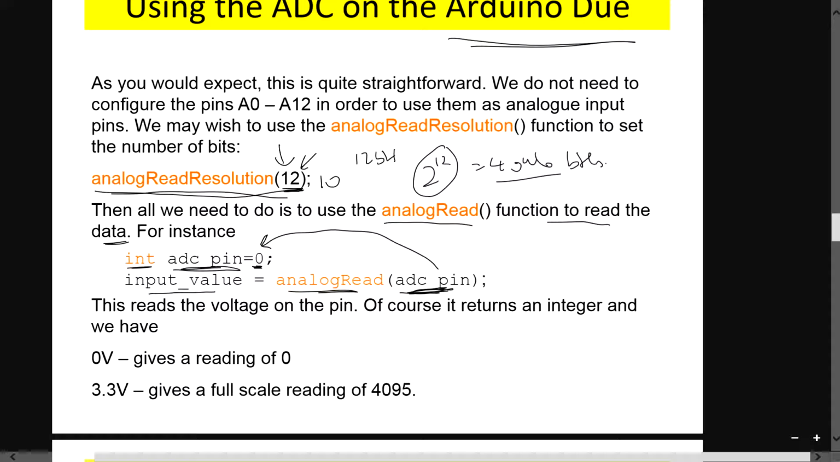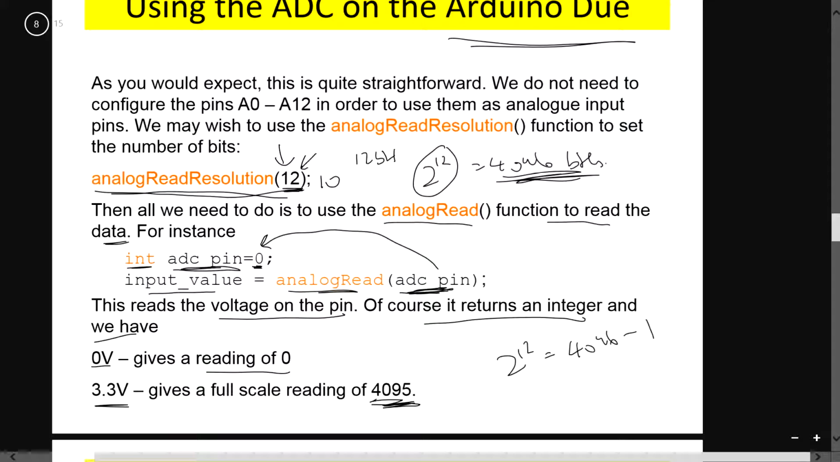So you read the voltage on the pin. Of course it returns an integer, and 0 volts gives a reading of 0. 3.3 volts will give you 4095, because 2 to the power of 12 is 4096, minus 1, so you have 4095.